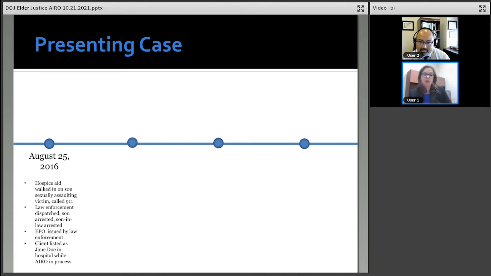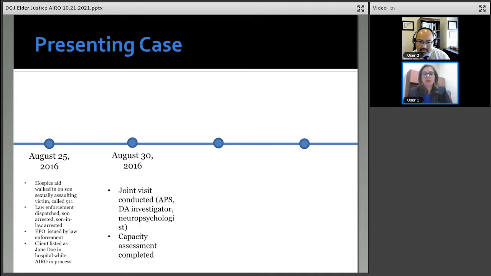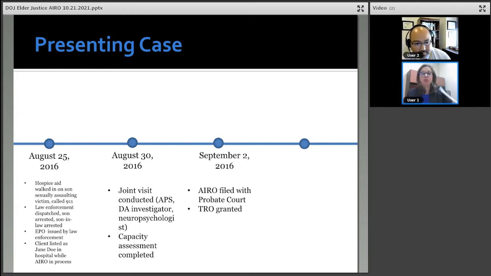She was hospitalized, and we quickly went into action to implement the AIRO. We conducted a joint visit at the hospital with APS, a DA investigator, and one of our neuropsychologists to assess capacity and understand whether she had capacity or lacked it, and it was determined that she lacked capacity. Then we went ahead and filed our first AIRO. We completed the packets and worked closely, hand in hand, to figure all of that out.